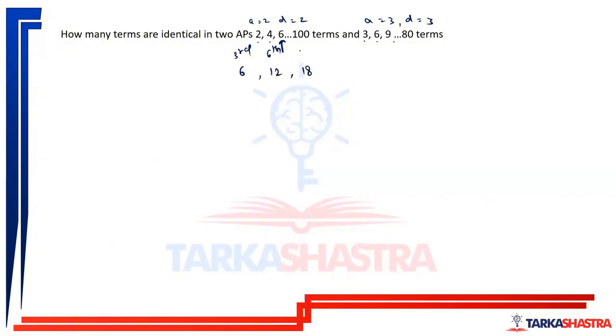Then 18, which is your ninth term, will be common, and so on. So if you observe 6, 12, 18, how many terms are identical in the two APs? In this AP, these are going to be the terms: 6, which is your second term, then 12, which is your fourth term, then 18, which is your sixth term. So here every third term is common, here every second term is common.